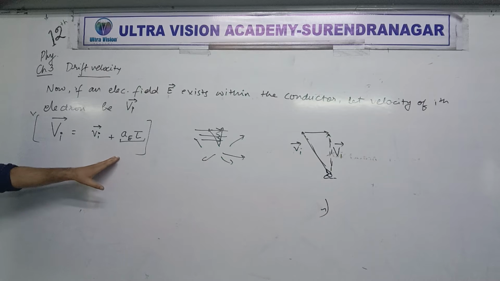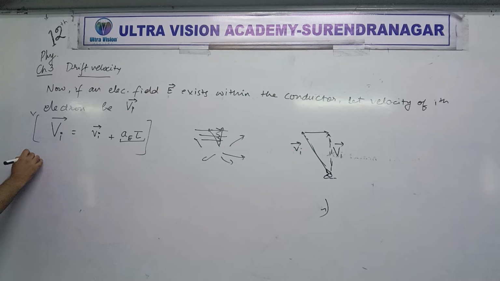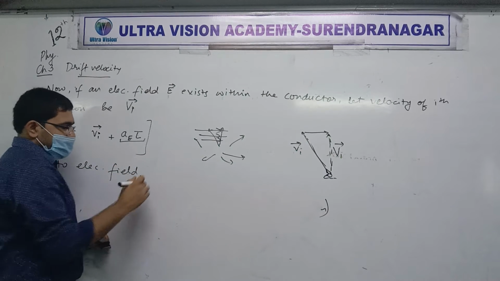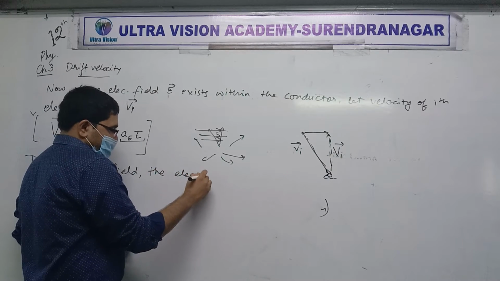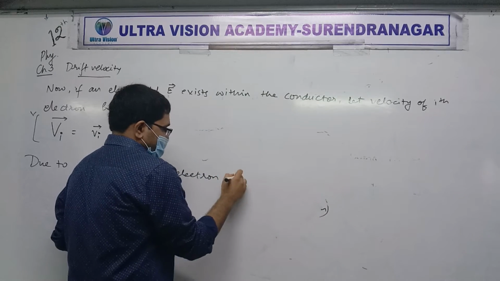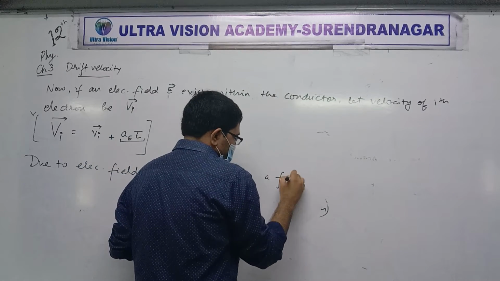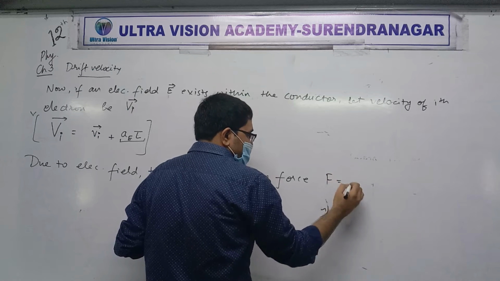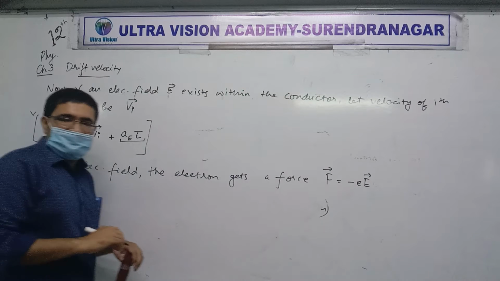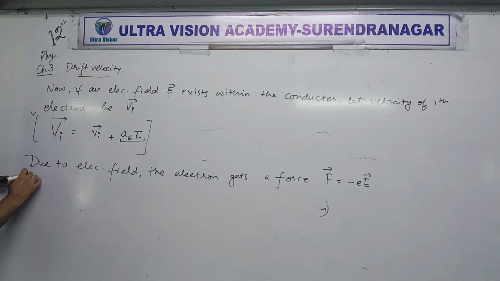But we will not write this step over here. We will get to it stepwise, by writing sentences. So let's follow that. First of all, we will write that due to electric field, the electron gets a force F vector equal to minus E into E vector. Okay or not? Right?